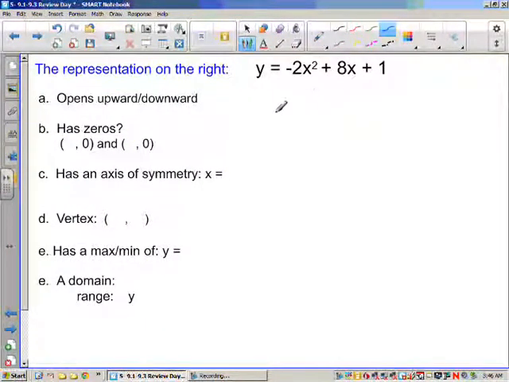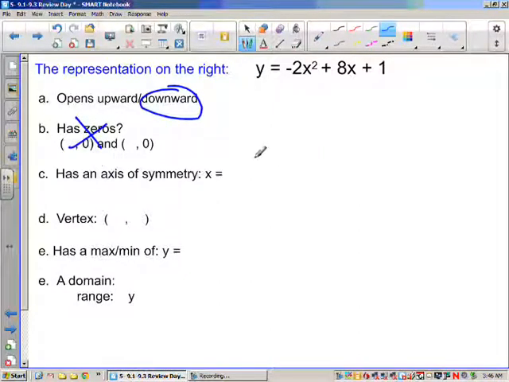Representation here is an equation. Let's go through this one. Because the a, the leading coefficient, is negative, we know this thing will open downward. The zeros are a little bit tougher to find. We're not going to be able to get those from the equation just yet. We can do some work with that in later sections.